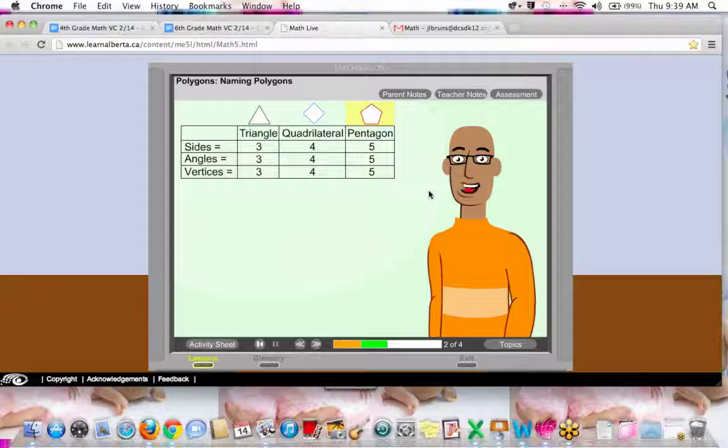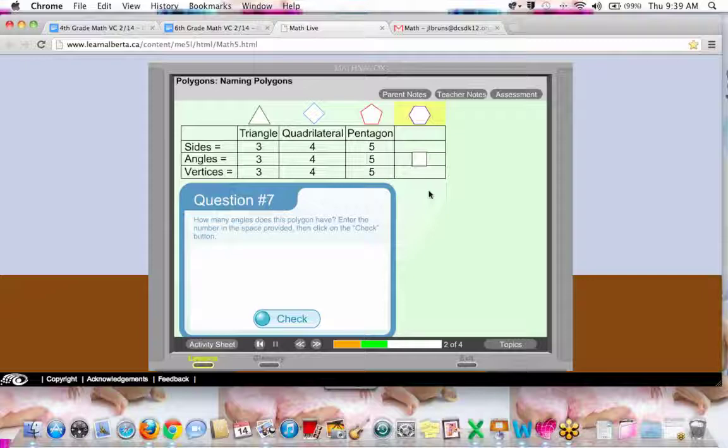This figure is called a pentagon. Penta means 5. Perfect. How many angles does this polygon have? Enter the number in the space provided, then click on the check button. Okay, so you could type it into the chat or hold up your fingers. How many inside interior angles does this shape have? And Dakota is telling me 6. So let's check it out.